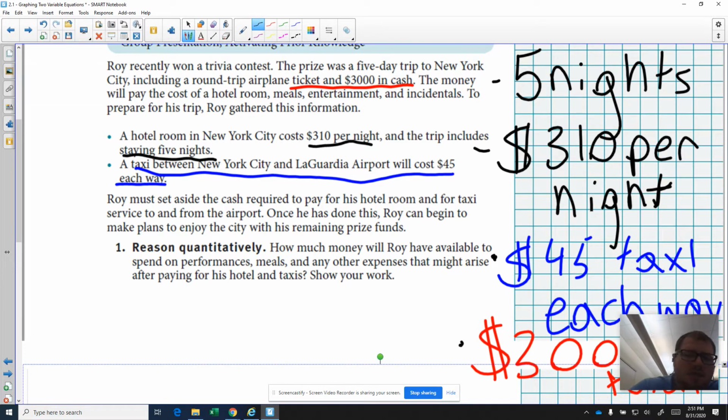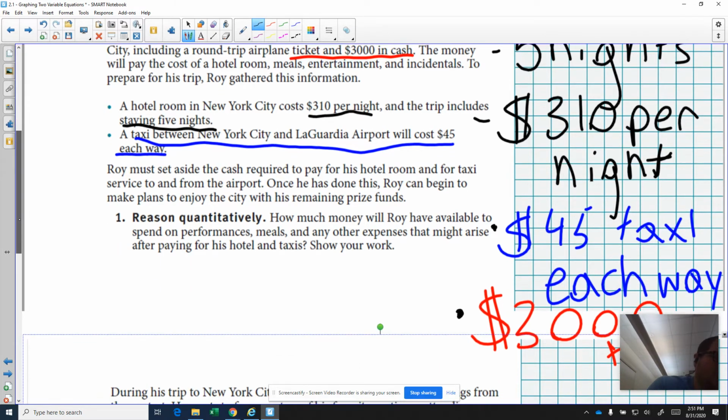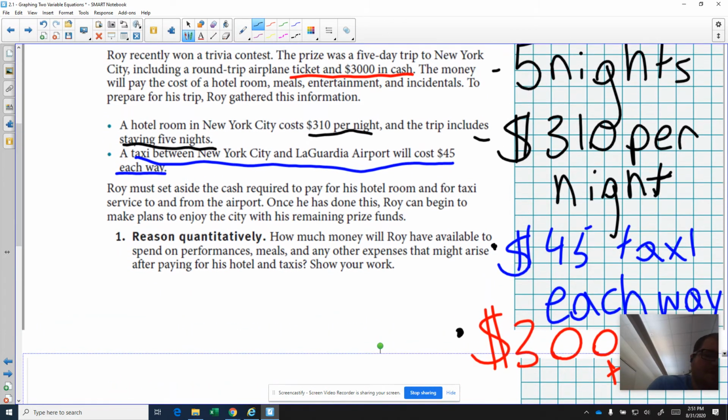Okay? So here's the key thing. In number one, how much money will Roy have available to spend on performances and meals and any other expenses that might arise after paying for his hotel and taxis? Show your work. So let's just discuss this real quick. Let's use what we know to figure out how much money he has to actually spend in New York City.